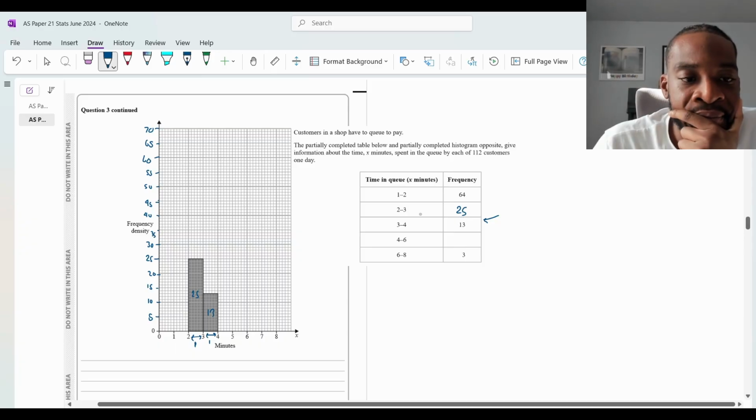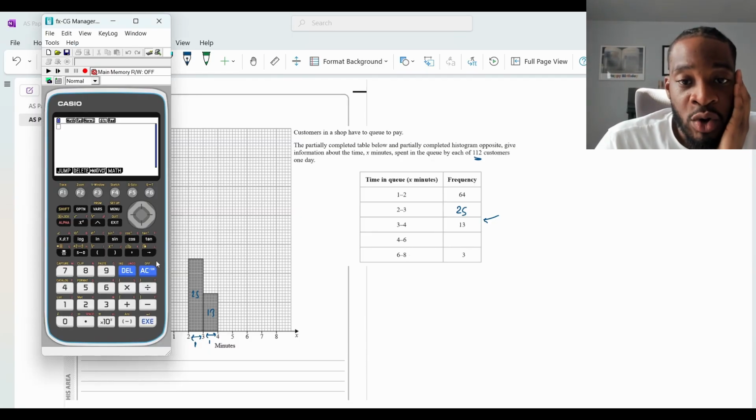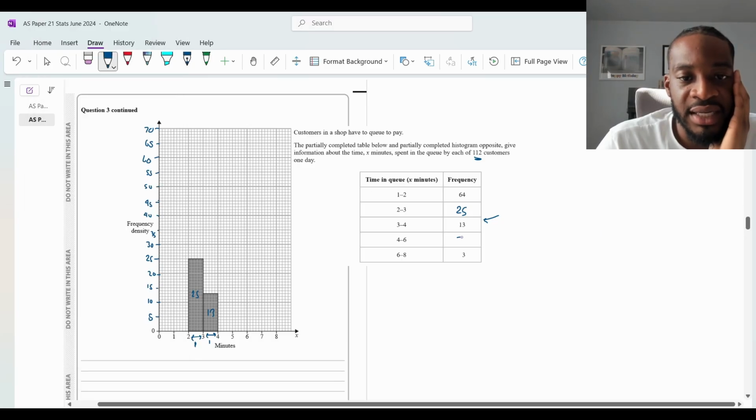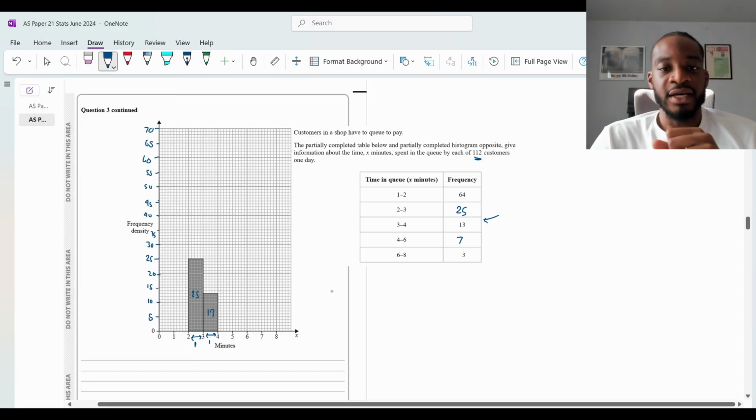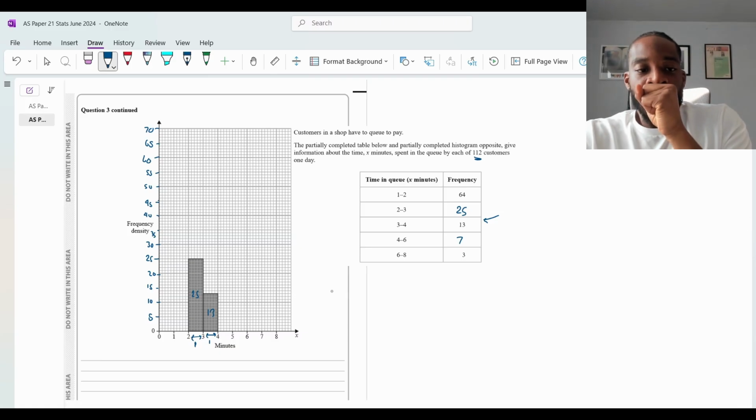And then we can now figure out what this is, because we know that there are 112 customers. So therefore, the answer for this is going to be 112 minus each of these. So let's do that. Where's my calculator? Calculator's there. We're going to do 112, the total amount of customers, take away each of the other frequencies that we know. 64 minus 25 minus 13 minus 3. And that is equal to 7. So therefore, this must be a 7 there. Okay. So now we're in a position to actually complete this histogram.